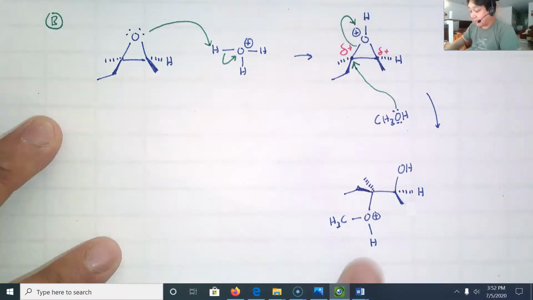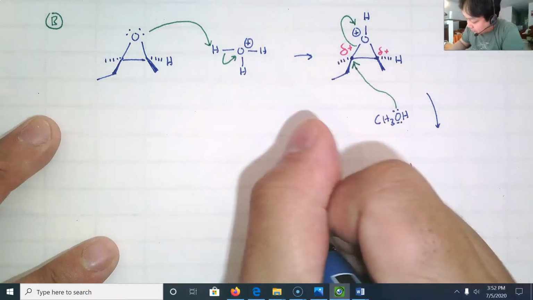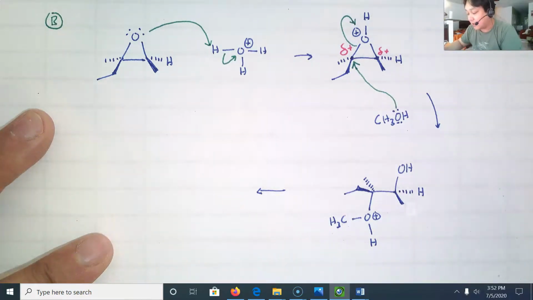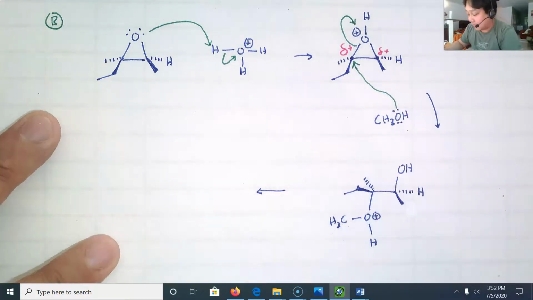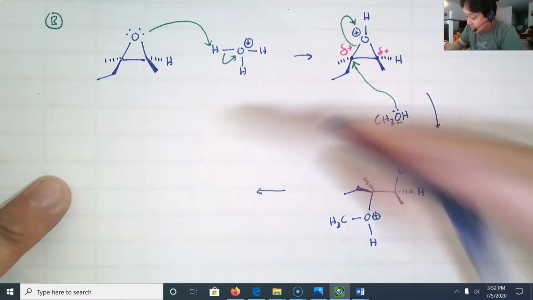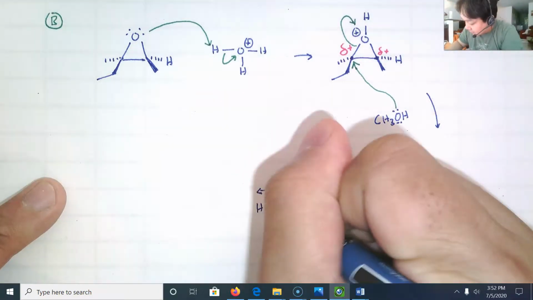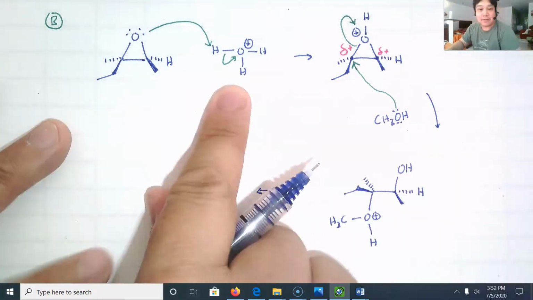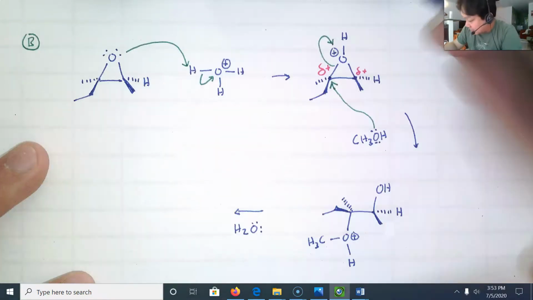And then we have to get rid of this hydrogen. What could we use? We could use water. We could use another methanol. Heck, we could even use another epoxide and protonate using this. But I think it's just easier to use water. We created water in the first step anyway.